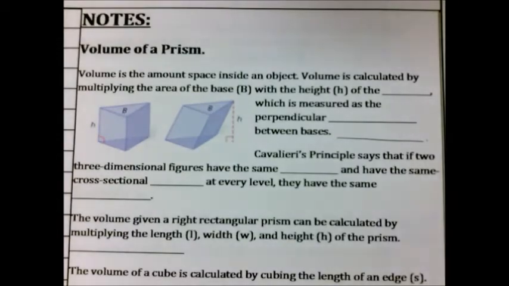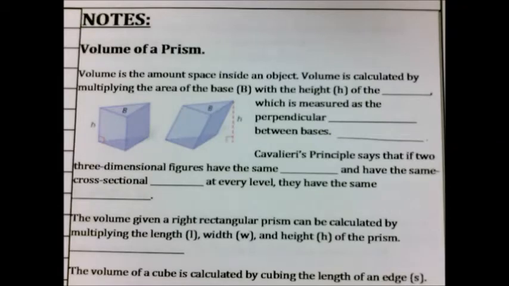We've got volume of a prism. Volume is the amount of space inside an object, okay? Volume is calculated by multiplying the area of the base, B, with the height, H, of the prism. That's how we figure out volume. The height is measured as the perpendicular distance between the bases.